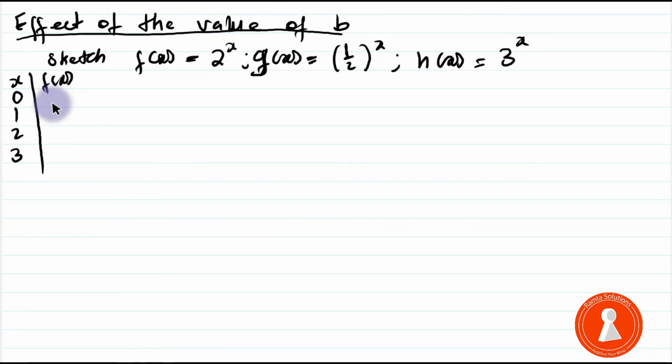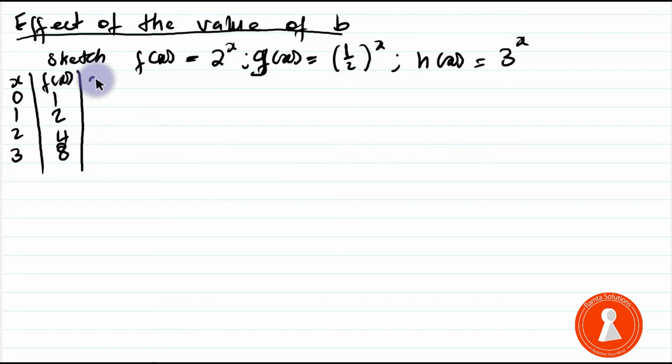F of x, I would have 2 to the 0 is 1. Obviously, even that one is 1. 2 to the 1 is 2. 2 to the 2 is 4. 2 to the 3 is 8.